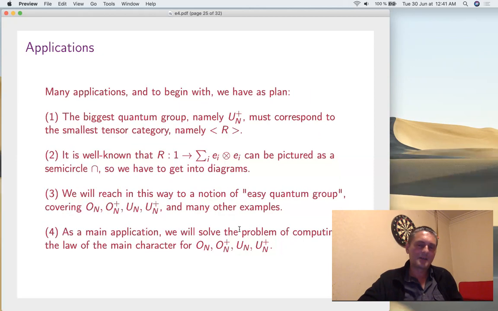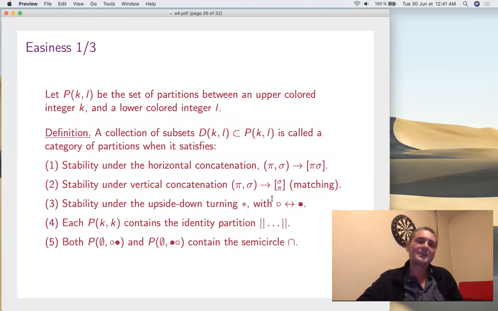Now, I'll just tell you right away what happens here. Believe me, there is a kind of easiness condition going on there. So let me tell you what it is. I take all the partitions between an upper color integer k and a lower one L, where k is black, white, white, white, black, etc. So put k like this, L like this, and take partitions of these sets, having k plus L points, independent of the colors. Now, for any k, L, I take a subset of these partitions, not all of them, and I say that these form a category of partitions.